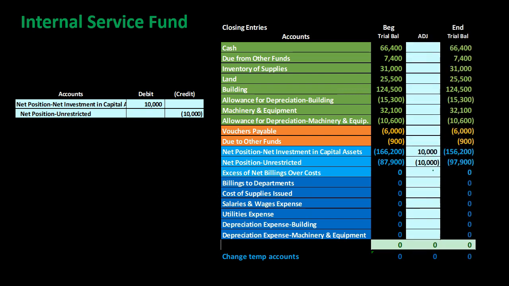So in other words, if we record this, this will be our transaction: net position, net investment in capital assets debit, and then we credit net position unrestricted. If we do so, then this $166,200 is going to be debited, making it go down to $156,200. And the net position unrestricted is the $87,900 minus the $10,000, bringing us up to the $97,900.